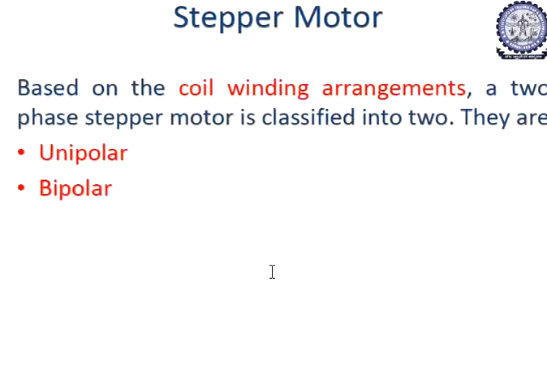See here, the stepper motor contains some coil winding arrangements. There are two types of motors. What are the two types? Unipolar and bipolar. Keep in mind, the stepper motor is based on the coil winding arrangements.